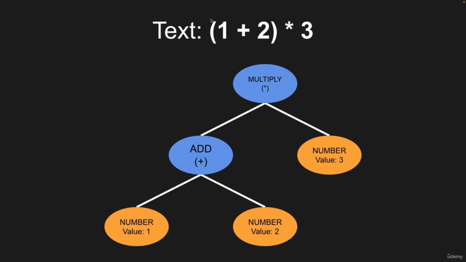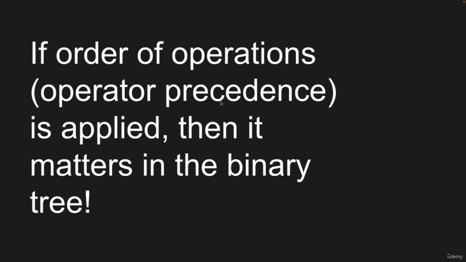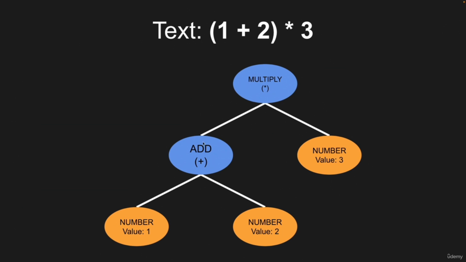Here's also one with parentheses, where we're indicating that we want to add 1 plus 2 first before we multiply by 3, right? That's basic calc math. So we see we have the multiply, but we have to actually add first right here to get the result, and then when we get the result, we can multiply these two together. So if order of operations, or operator precedence, is applied, then it matters in the binary tree, right? So right here, operator precedence matters because 1 plus 2 has to be first, and then we can multiply it.